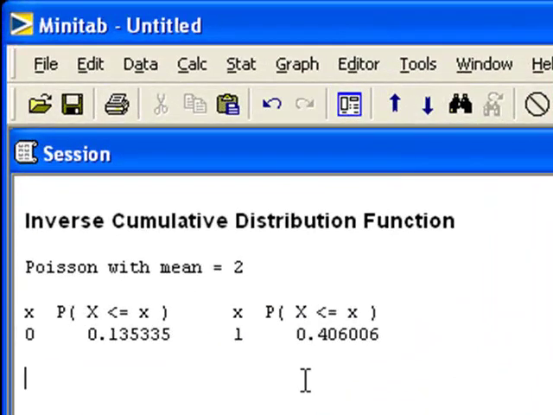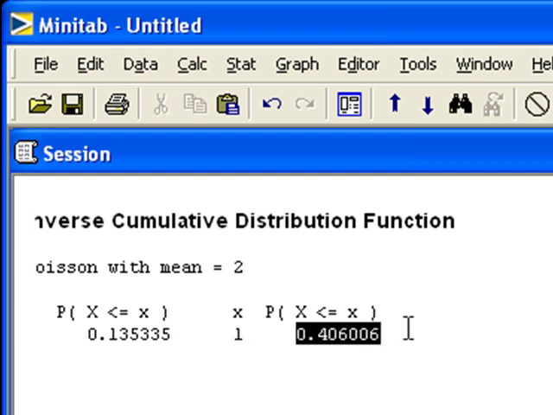When we click OK, we see that there are 2 values that Minitab gives us. First, the 0, which is here. The cumulative probability at 0 is given right here. Next, Minitab tells us that the answer could be 1, with this cumulative probability. If we round to 2 decimal places, the value of x at 1 gives us the 40th percentile, which is what we were looking for.